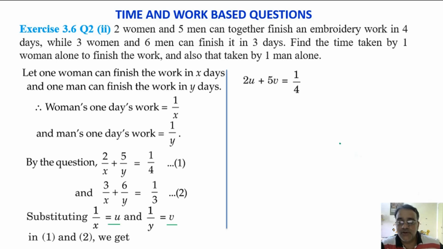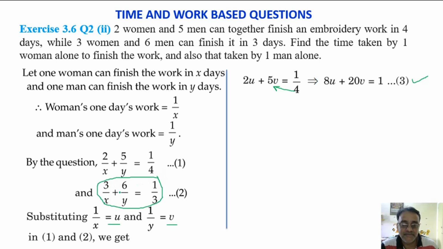Okay. So now what we will do, if you cross multiply, what you will get? 8u plus 20v is equals to 1. Let it be equation number 3. And what is the second equation will become? 3u plus 6v is equals to 1 by 3. Right, again you multiplied by 3. 9u plus 18v is equals to 1. Right, let it be equation number 4.